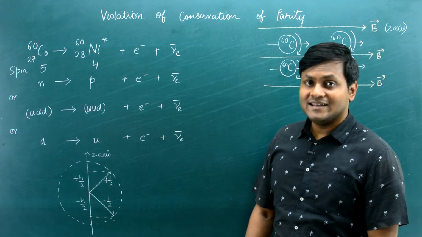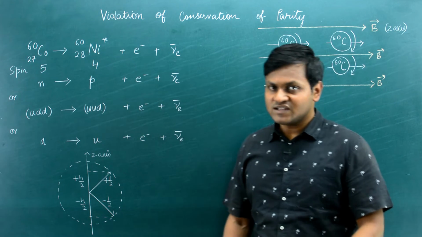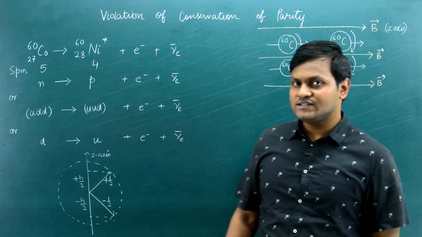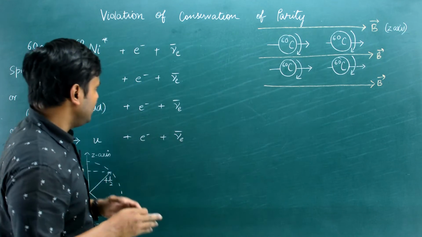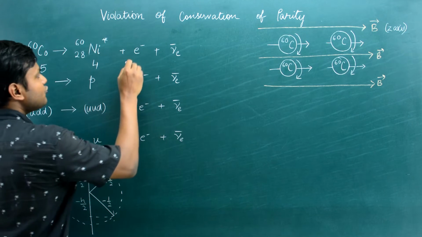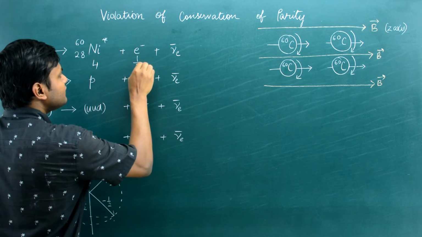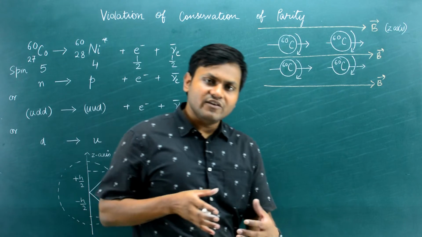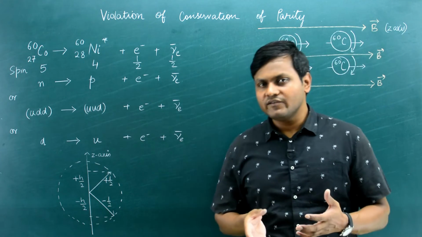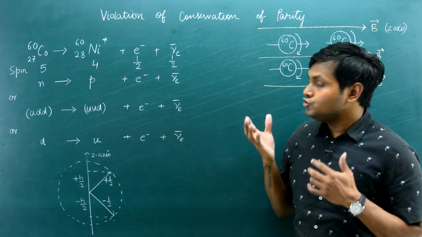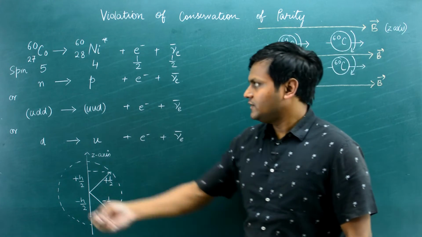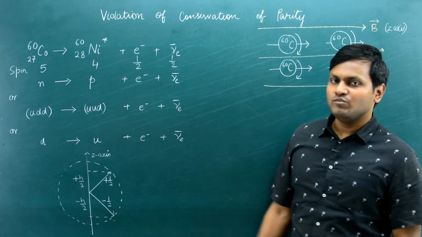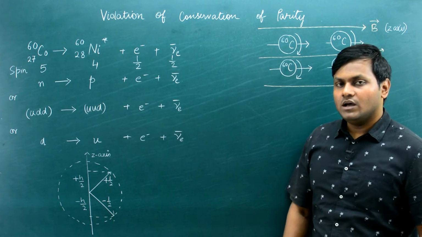Now we know that electrons are fermions, so they can have spin of plus half and minus half, and even neutrinos are fermions, so they can have a spin of plus half and minus half. To balance spin angular momentum in this particular case, the electron must carry a plus half spin and the neutrino must carry a plus half spin. Conservation of spin angular momentum is a very important conservation law that particles follow. So to maintain conservation of angular momentum, if the cobalt and nickel have 5 and 4 spin respectively, the electron must have plus half and the neutrino must have plus half.